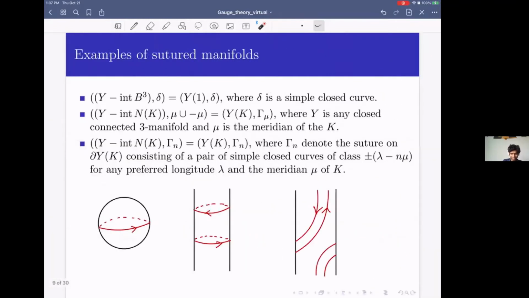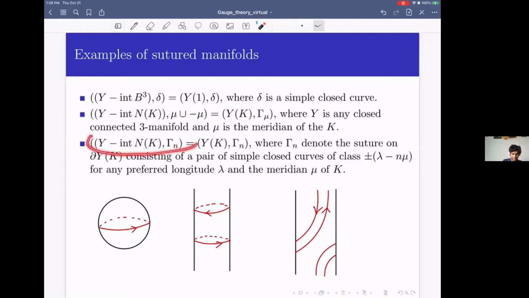So the point is we can cook up some easy examples of balanced sutured manifolds from a closed oriented 3-manifold Y. If you have a closed oriented 3-manifold Y, then you can delete a 3-ball from that. Then the new manifold will have this sphere boundary, and on the sphere, any oriented simple closed curve is going to split it into two disks. In the second example, we are looking at knots inside of a closed oriented 3-manifold, and the knot exterior has torus boundary. If you put two oppositely oriented meridians, it splits into two annuli.